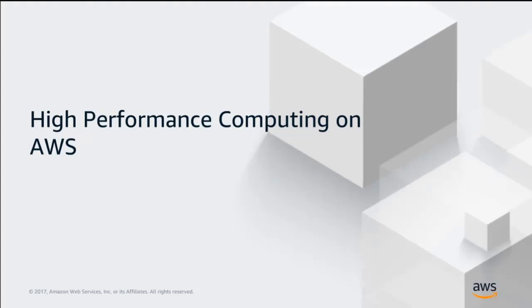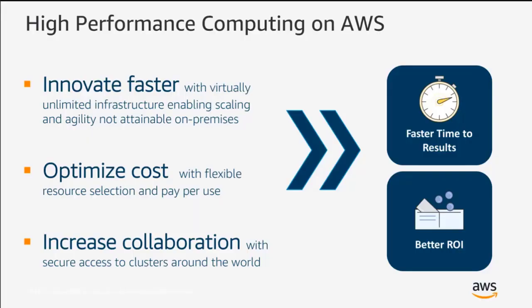Now, to take a look at high performance computing on AWS, we look at some of the benefits. Using the cloud, you can innovate faster with virtually unlimited infrastructure that enables scaling and an agility that you can't attain on premise. And we're going to review how some people do that with high performance computing in just a little bit.